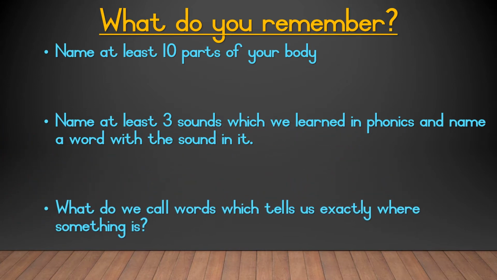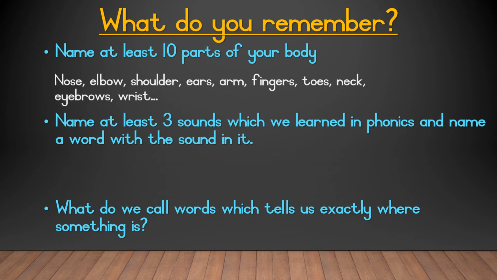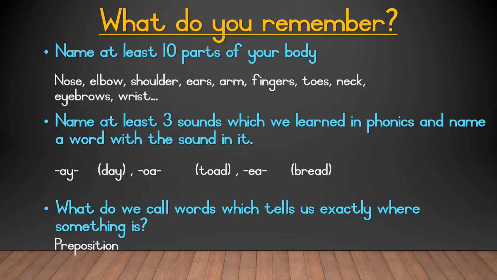What do we call words which tell us exactly where something is? Some answers to these questions for number 1 was nose, elbow, shoulder, ears, arms, fingers, toes, neck, eyebrows, wrists, and it goes on. For the second question, name at least 3 sounds we learned and a word with each sound in it. The y sound and the word day, the o sound and the word toad, the e sound with the word bread. The third question, what do we call words which tell us exactly where something is? We call them a preposition.